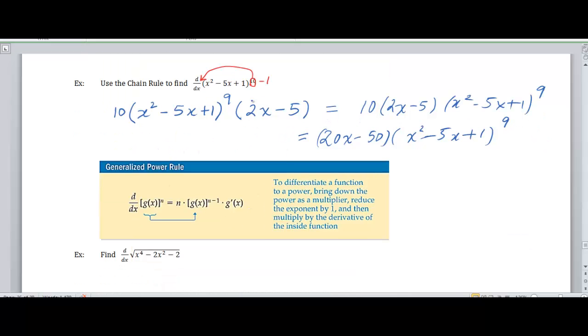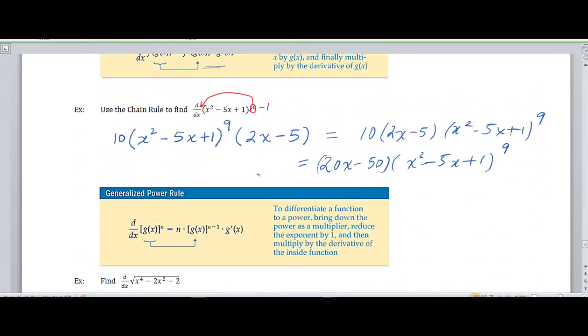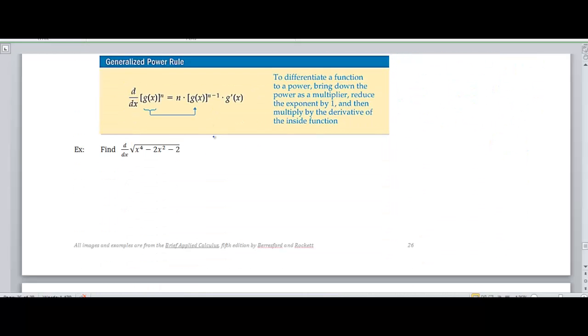So basically what we've just done is the generalized power rule, which is nothing more than the chain rule applied to powers. Okay? So if you memorize the chain rule or know how to use it, that is good. This is just a special application of it, what we did above. Let's look at this one.